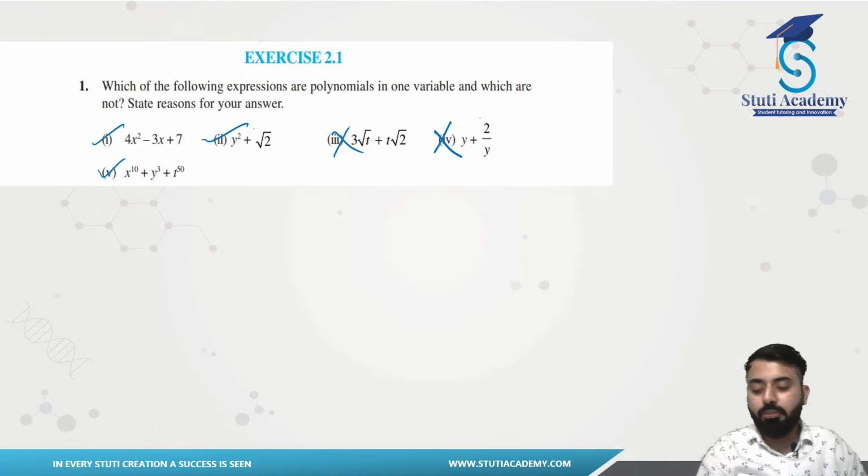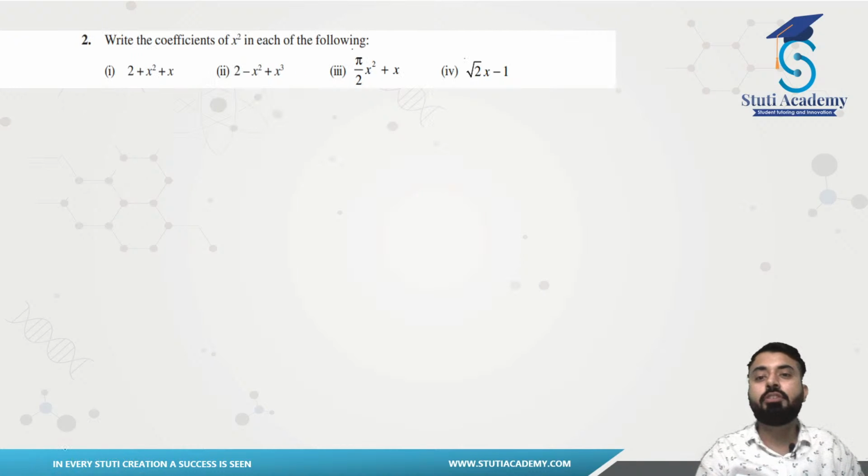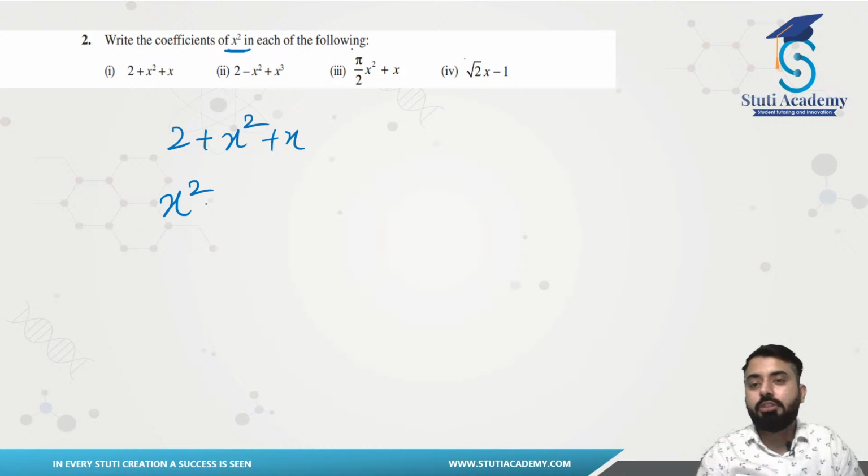Now let's just jump to the second exercise, second part of this exercise. So we have to find out coefficients of x square in this. So we have 2 plus x square plus x. We need to find out coefficients of x square. Quite easy. You can just find out the term which is actually having a variable which is x square. So you guys see, this is the term. So our term is x square.